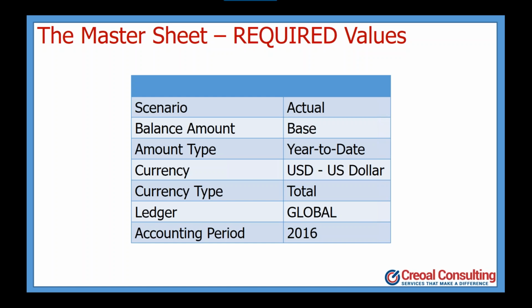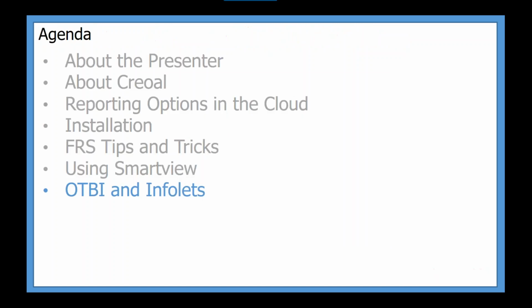Ledger is required. If you have multiple ledgers, you have to pick one or pick a ledger set, and then finally you have to pick an accounting period. Accounting period is required. If you fill in all seven of those dimensions, no matter how big your chart of accounts is, whether it's 5 segments or 25 segments, once those are filled in, you should at least get values back.